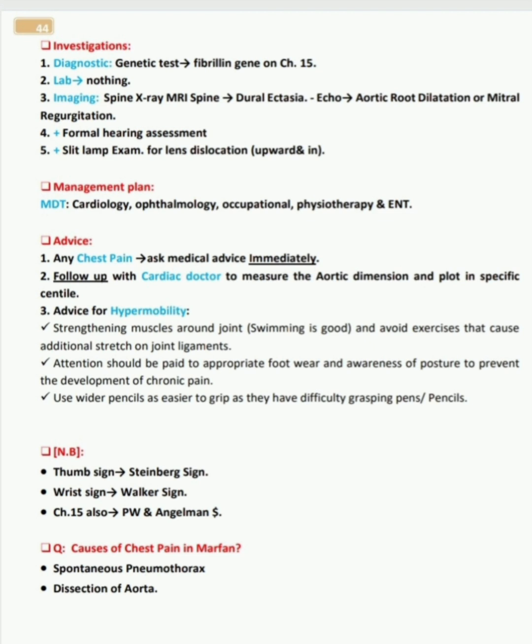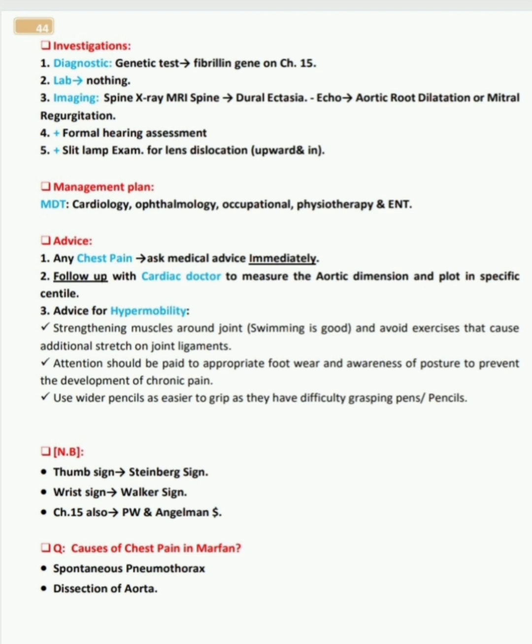So I am again repeating the advice. What advice do we give in Marfan syndrome? Number 1, any chest pain, that is a red flag, ask medical advice immediately. Number 2, follow up with the cardiac doctor to measure the aortic dimension and plot in specific center. Advice for the hypermobility, number 3, these are strengthening the muscles around the joint. Swimming is good and avoid the exercise that causes additional stretch on joint ligaments. Then attention should be paid to appropriate footwear and awareness of posture to prevent the development of chronic pain. Use wider pencils as they are easier to grip, as they have difficulty in grasping pens and pencils.